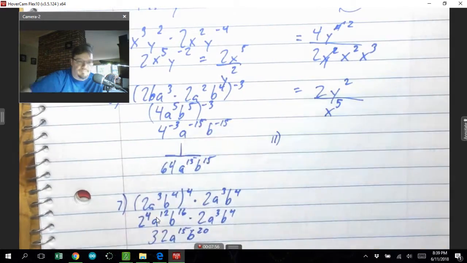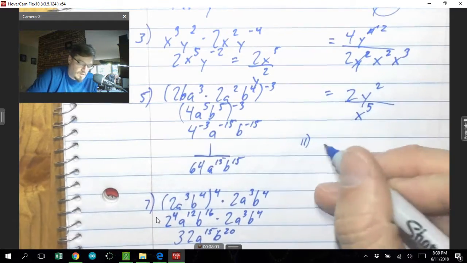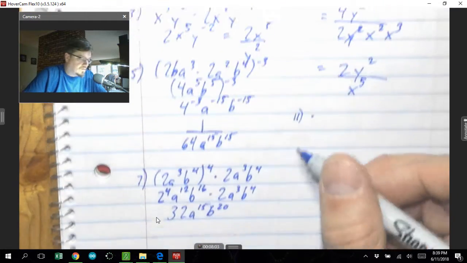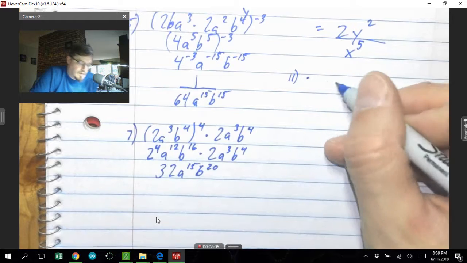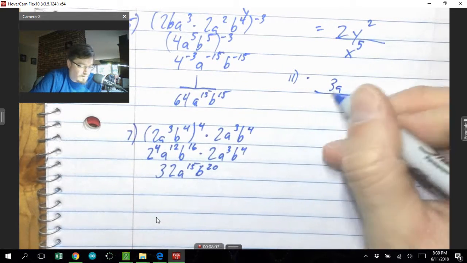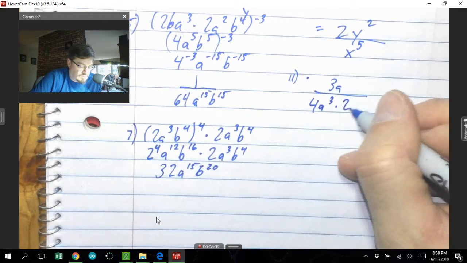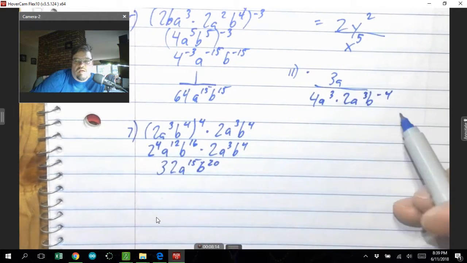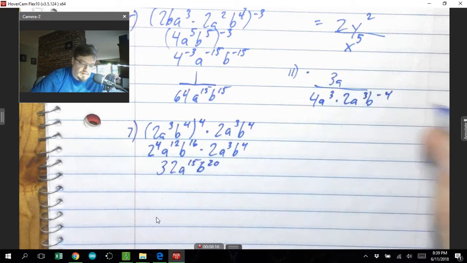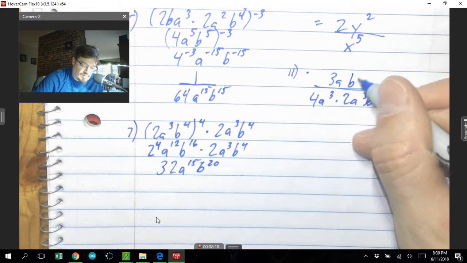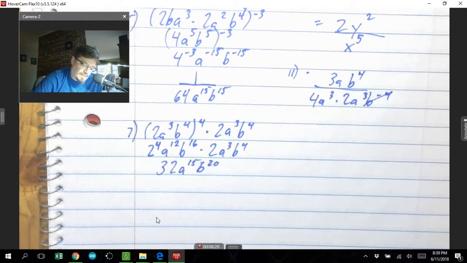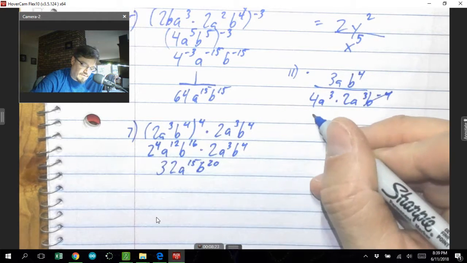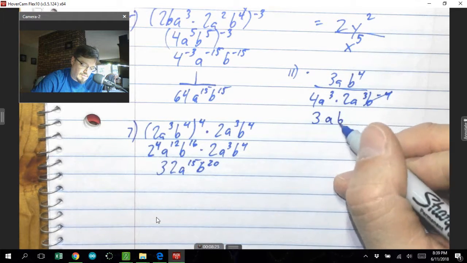Alright, number 11. Let me just move this here. We've got 3a over 4a to the 3rd times 2a to the 3rd b to the negative 4. Okay, this one's pretty simple here. I'm going to go ahead and just cross that out and put it up to the top, and it'll become positive. And it looks like I'm going to have 3ab to the 4th.